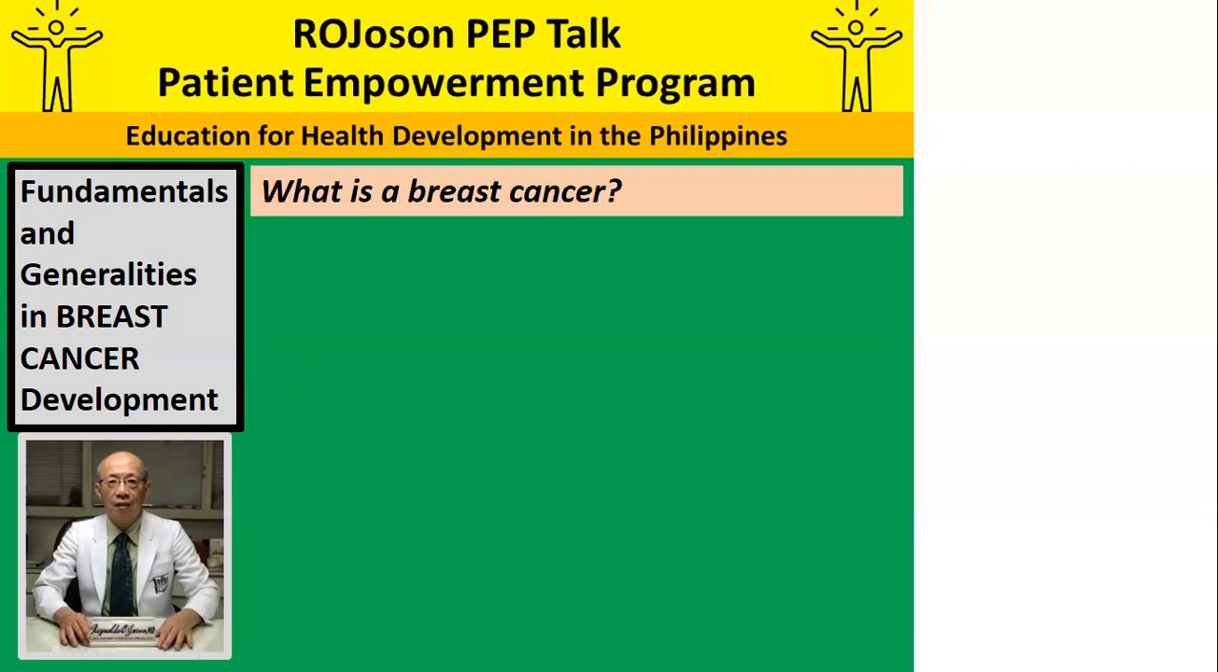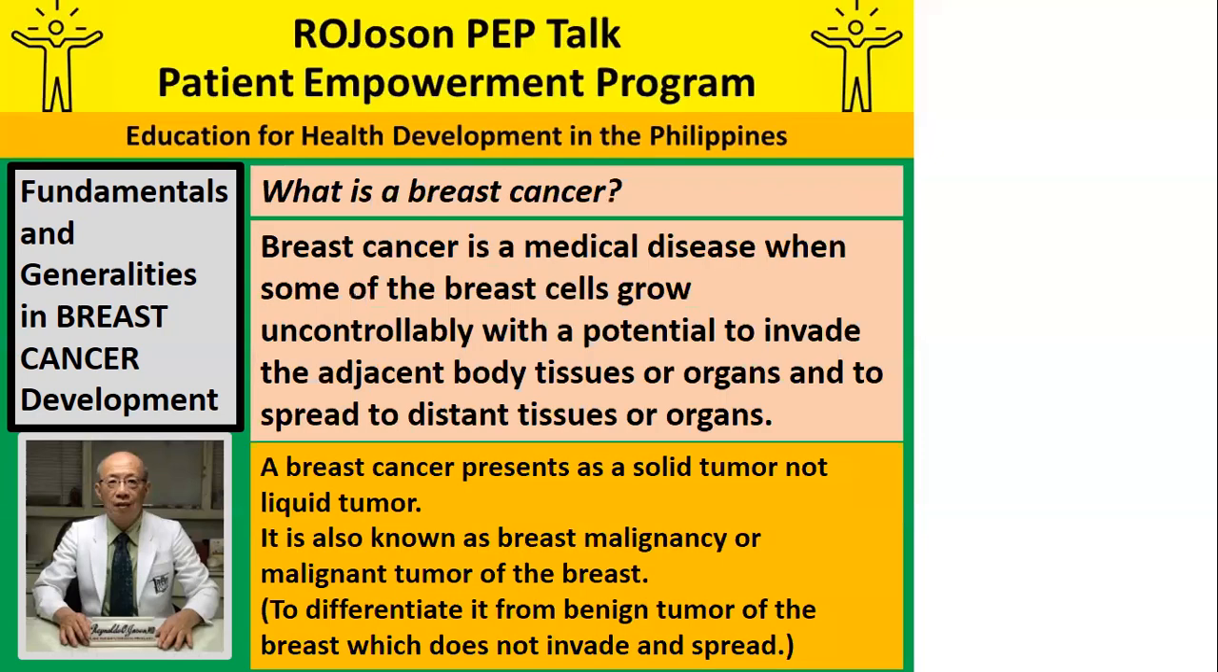Let's start with what is a breast cancer. Breast cancer is a medical disease when some of the breast cells grow uncontrollably with a potential to invade the adjacent body tissues or organs and to spread to distant tissues or organs. The breast cancer presents as a solid tumor and not as a liquid tumor like blood cancer. It is also known as breast malignancy or malignant tumor of the breast to differentiate it from a benign tumor of the breast which does not invade and spread.